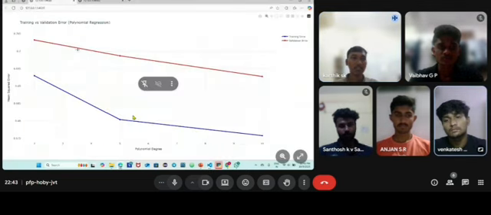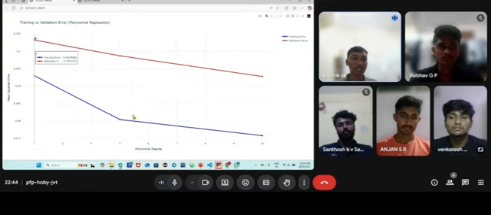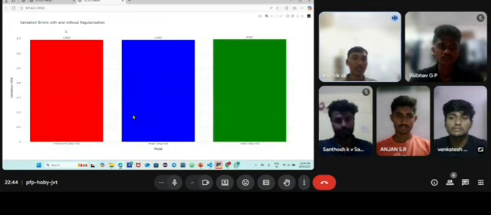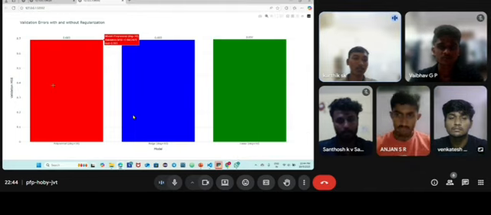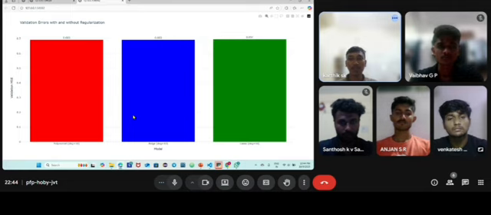The first chart is training versus validation error, where it gives the values of 0.69 for training error and validation error 0.70. Like that. Next, for the validation error with and without regularization, we got 0.69 for polynomial degree, and 0.69 for ridge, and for lasso also we got 0.69. Thank you.